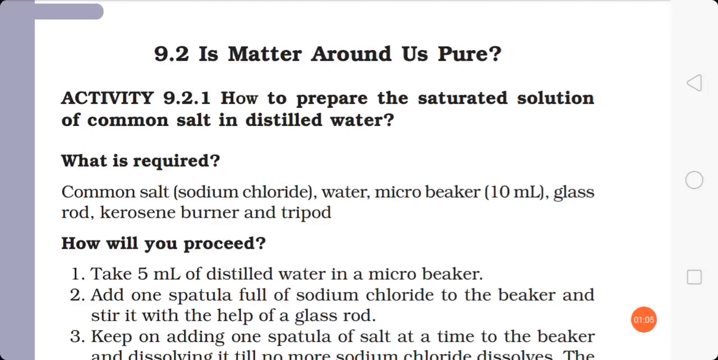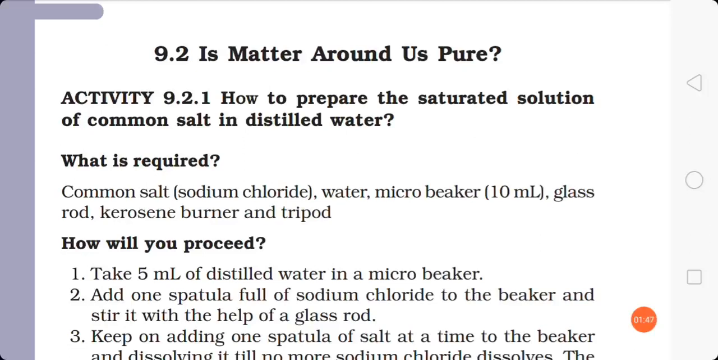So first of all, what is a saturated solution? We learnt about saturated solution in chapter 2. A saturated solution is a kind of solution where you cannot dissolve more solute in the given solvent. It is saturated and not in a condition to accept more solute in that solvent, unless you change the temperature or increase the amount of solvent. That type of solution we are going to prepare in this activity.